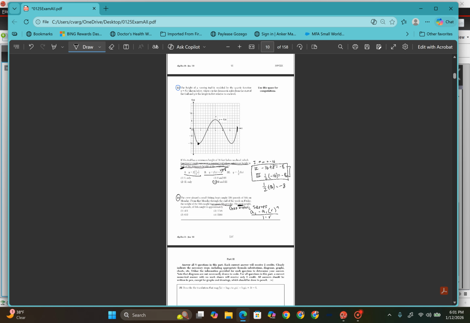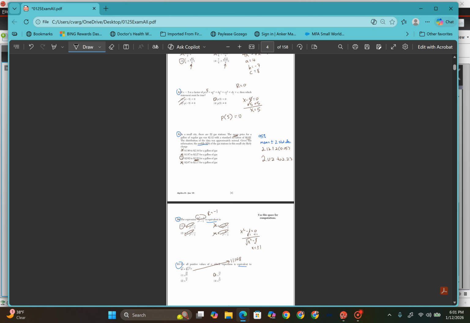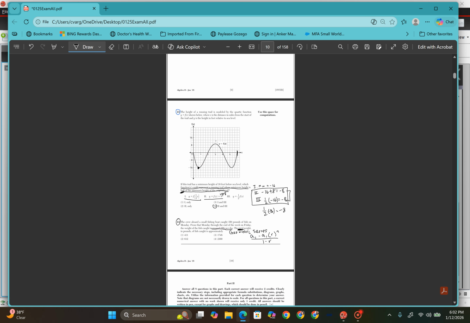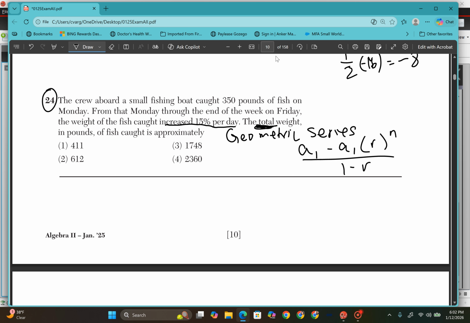Let me change this. Oh, I didn't write it down. But anyway, you could actually do that question. So that's 20 questions out of the 24. So our A1, where are we starting? At 350. Minus our A1 again, another 350 times our rate. 115%. 15% plus it's increased from 100%. That's equal to 115%, which is the same thing as 1.15. That is our rate. So 1.15 to the N.